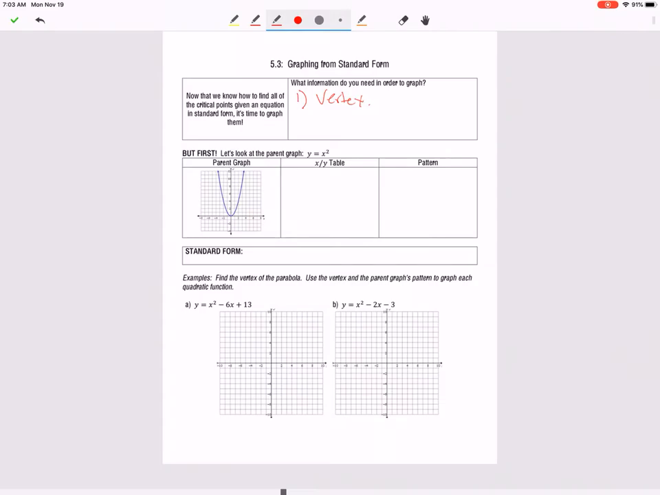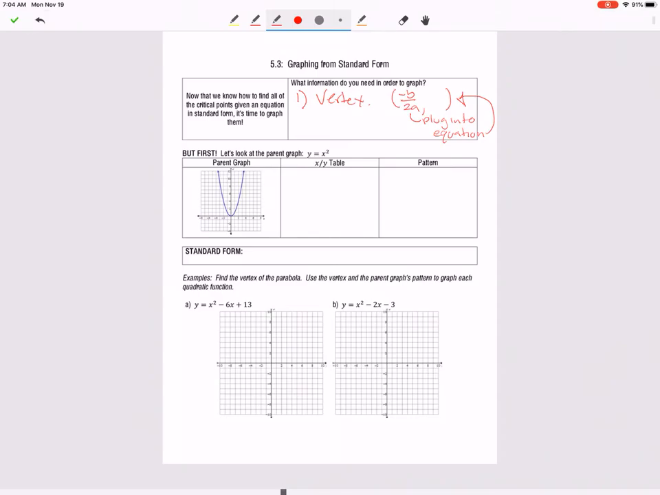Remember, the vertex has an x value from our axis of symmetry, so we'd write it as negative b over 2a. And then our other part, our y value, we get from plugging our x into our equation. Plug into the equation to give us the y value. Okay?